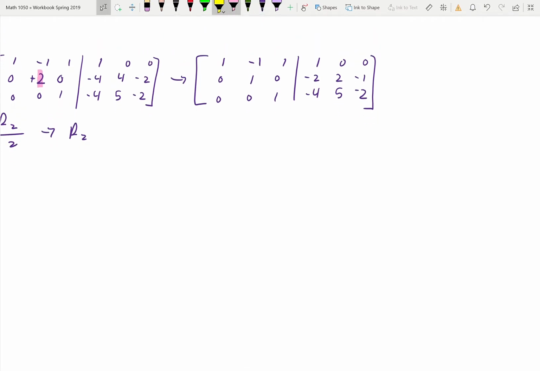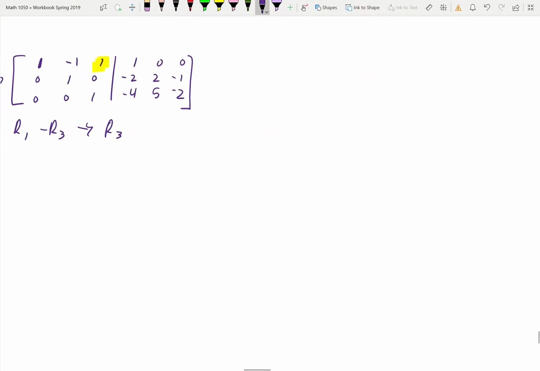The next thing I need is to get a 0 right there. Okay, use row 1 and row 3. If you did row 3 minus row 1, it would turn this 1 into a -1, which I don't want. So I'm going to go row 1 minus row 3 becomes my new row 3. Okay, so row 2 doesn't change. Row 3 doesn't change.